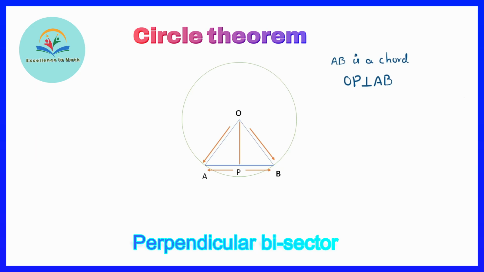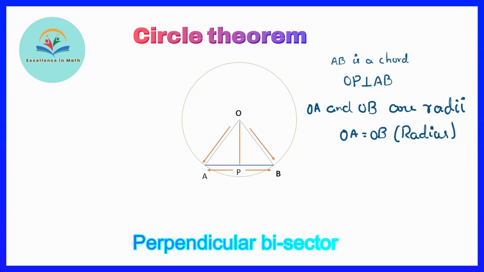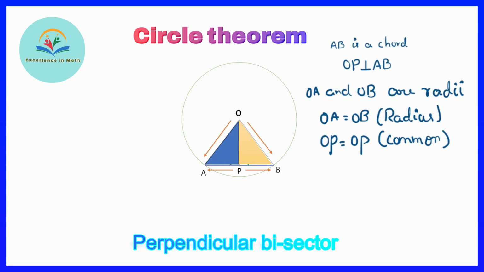Anyway, we know that OA and OB are the two radii of the circle, so they are equal to each other, isn't it? Also, we can observe OP is the common side to the two triangles. Now, if you consider the triangles APO and BPO, what can we see? We can see that both the angles APO and BPO are 90 degrees each because we have drawn the perpendicular from the center, isn't it?